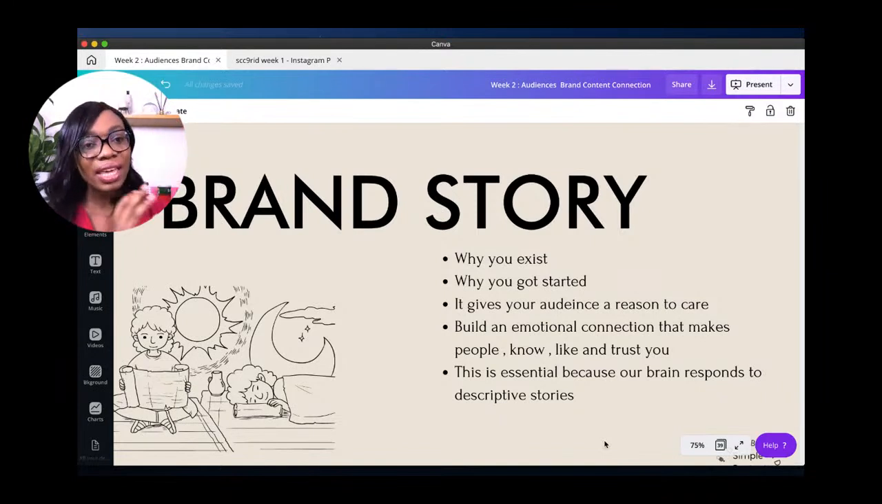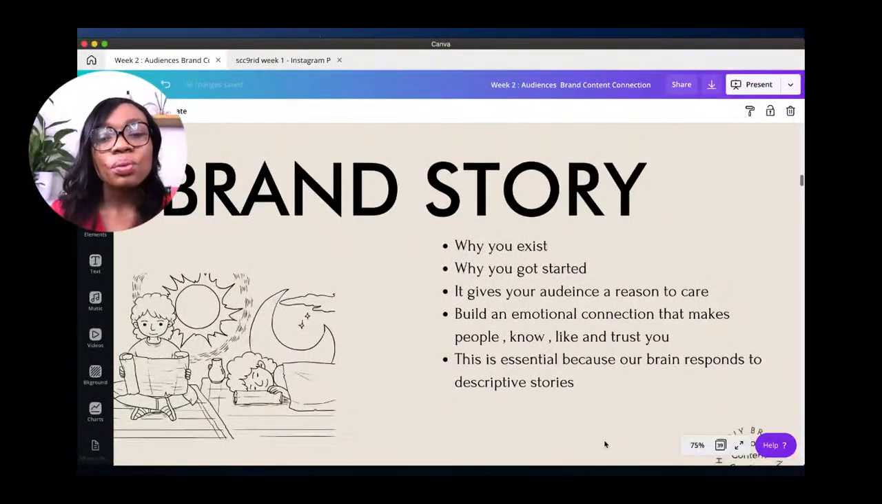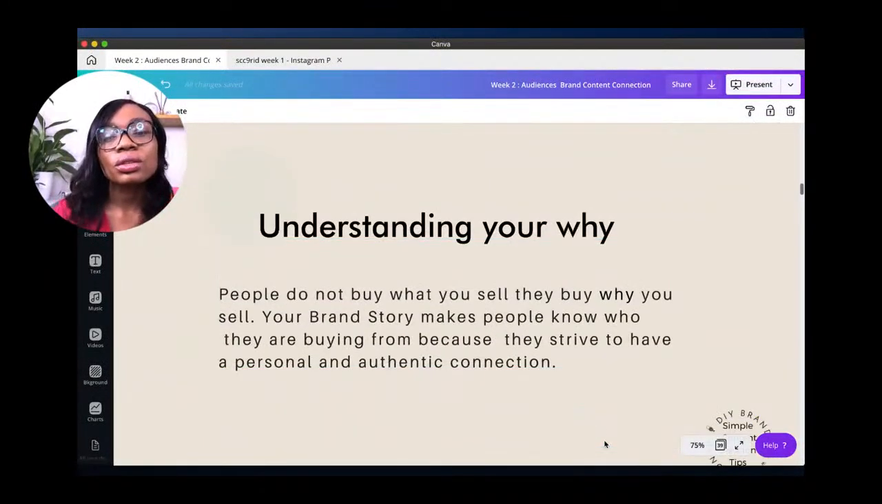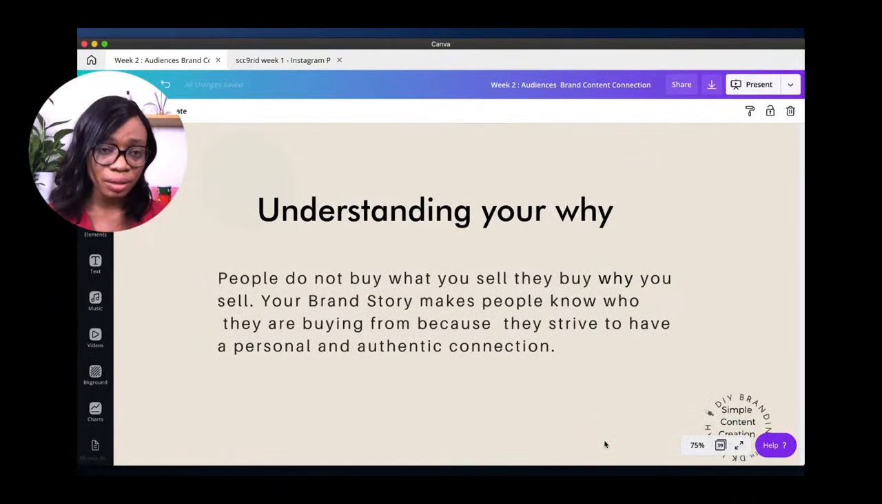Remember, we're talking about the ABC of content creation: the audience, your brand, and your content. So we're starting with the brand because the brand exists to serve the audience. So even if I call it ABC, we started with branding. In addition to brand story, what else do you need to understand? You need to understand your why.